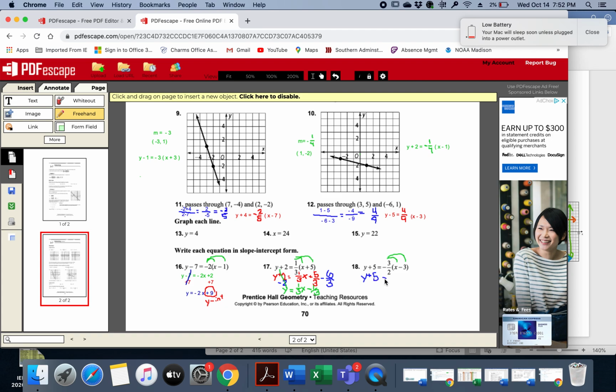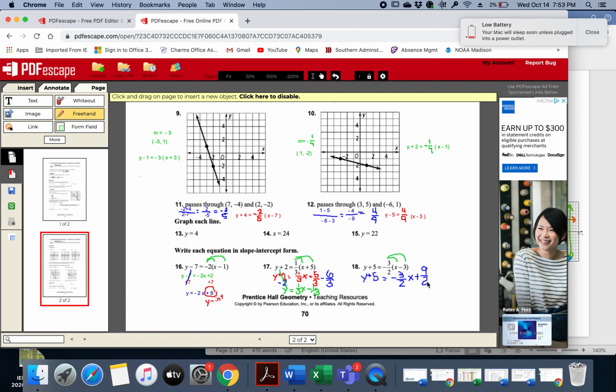Equals. And then when I distribute here, negative 3 over 2x is simply negative 3 over 2 times x. Okay, so pay attention here. Negative 3 over 2 times negative 3. Negative times negative gives me a positive. 3 over 2 times 3 is the same as saying 3 over 2 times 3 over 1. Multiply across the top and the bottom, and I end up with 9 on top, which is 3 times 3. And on bottom, 2 times 1 is simply 2.